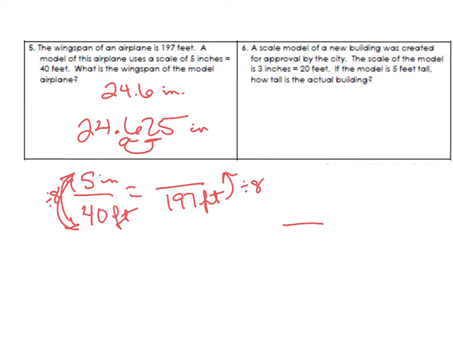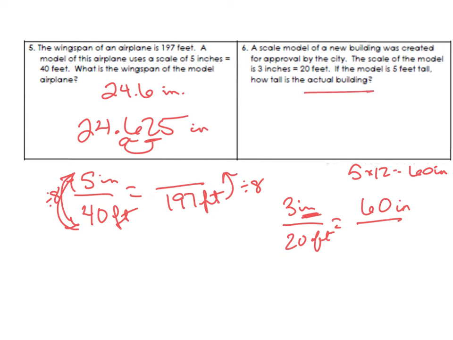Last one for this part. A scale model of a new building was created for approval by the city. The scale of the model is 3 inches to 20 feet, and the model is only 5 feet tall. So we've got to change that, okay? We've got 5 feet. 5 times 12 would give us 60 inches. And because this is in inches, I need to have the other one in inches. So it's actually going to be 60 inches.